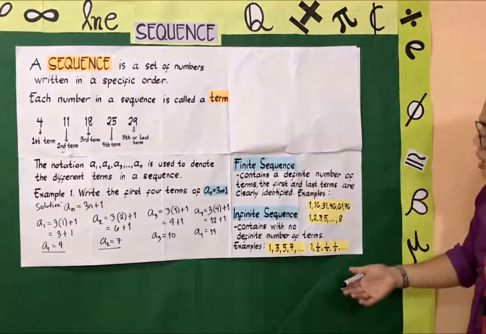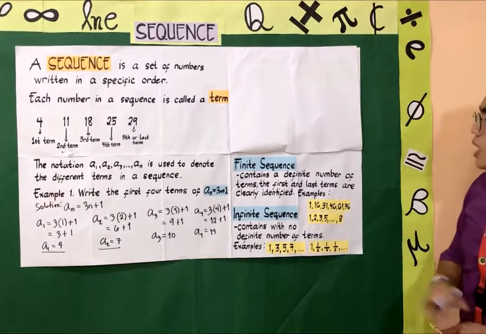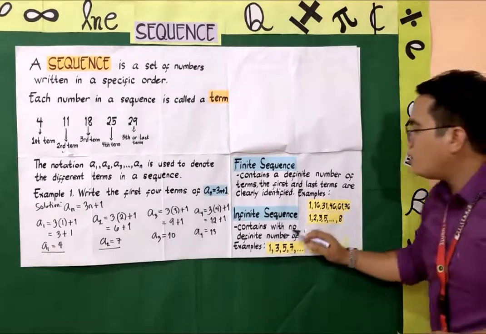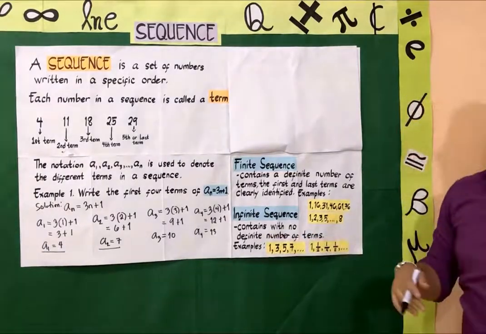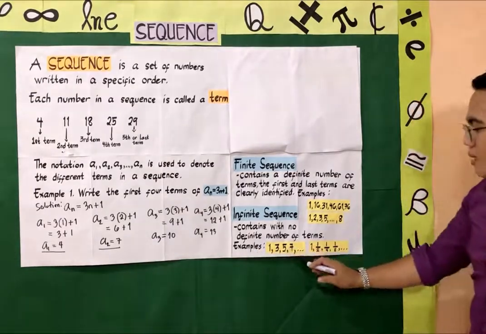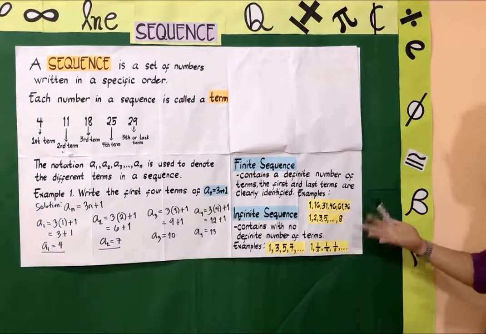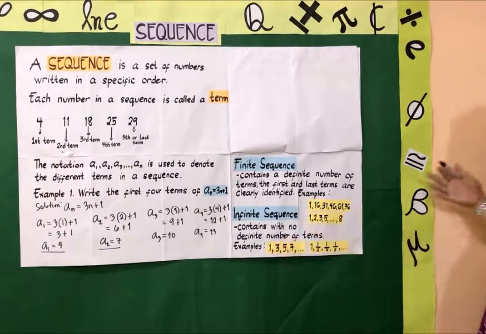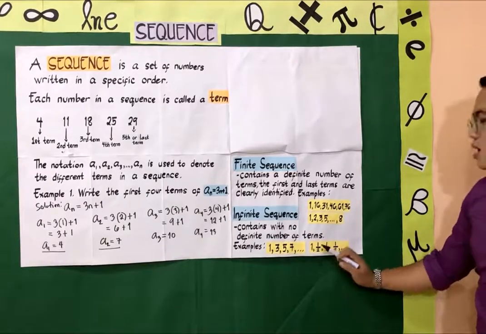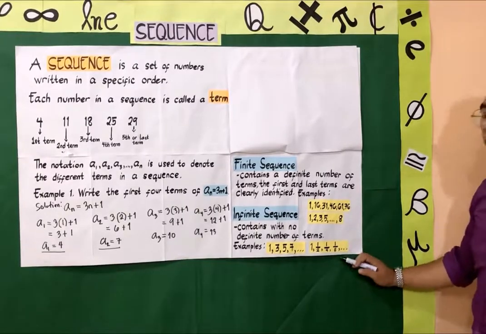Then the next one is the infinite sequence. An infinite sequence is defined as one that contains no definite number of terms. No definite number of terms means it's uncountable. For example, we have the given set of numbers 1, 3, 5, 7, and so on. It means that the numbers are endless. Then the next one is the given example 1, 1/2, 1/4, and 1/8, and so on.